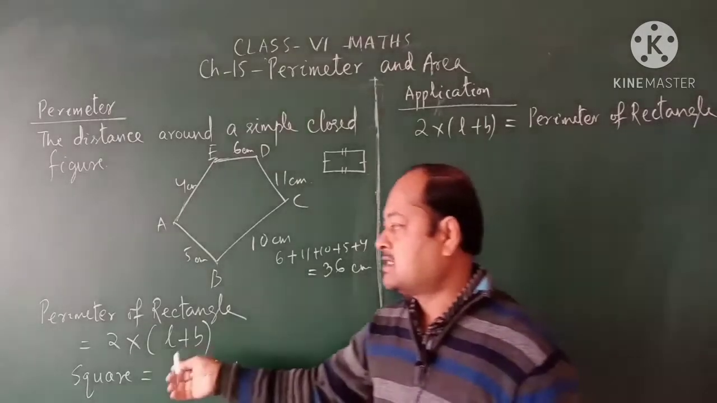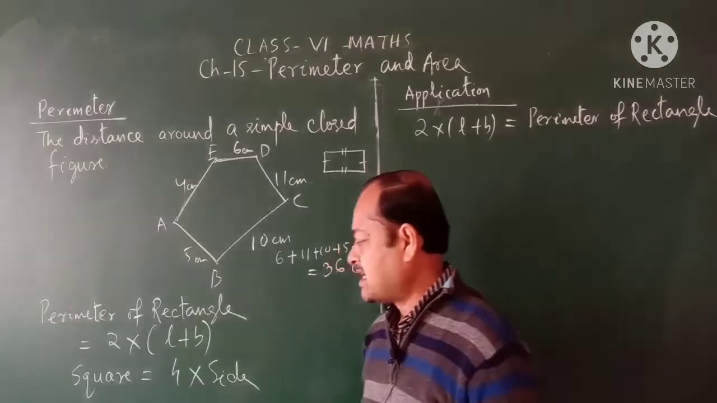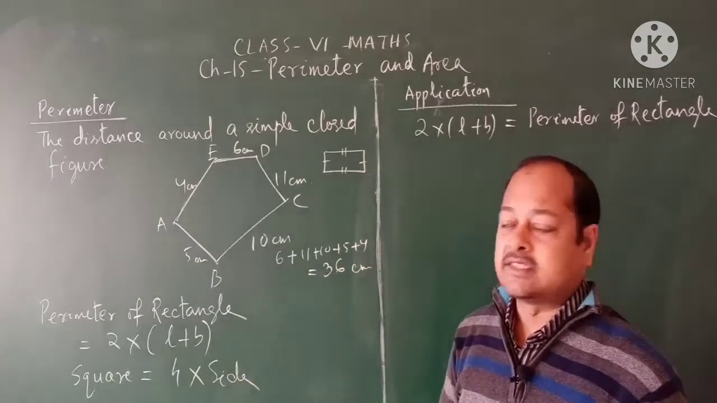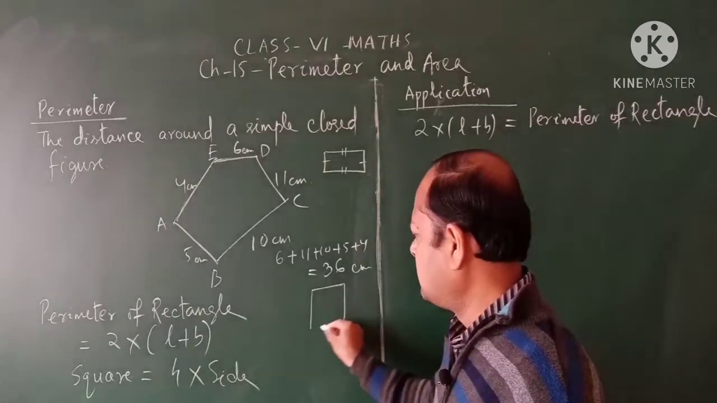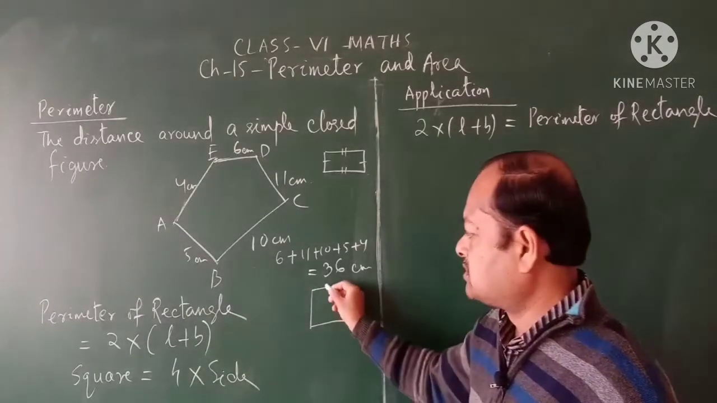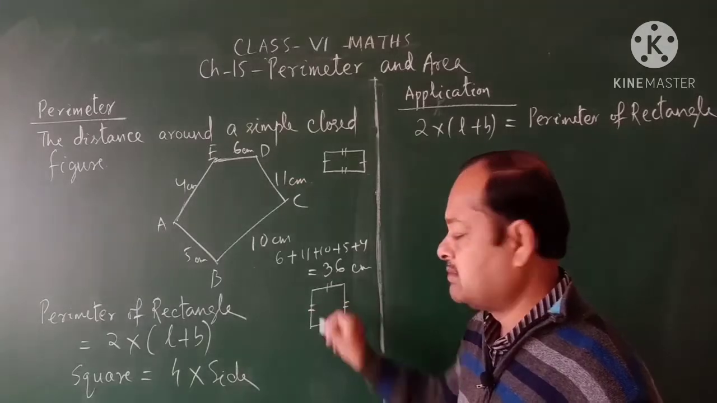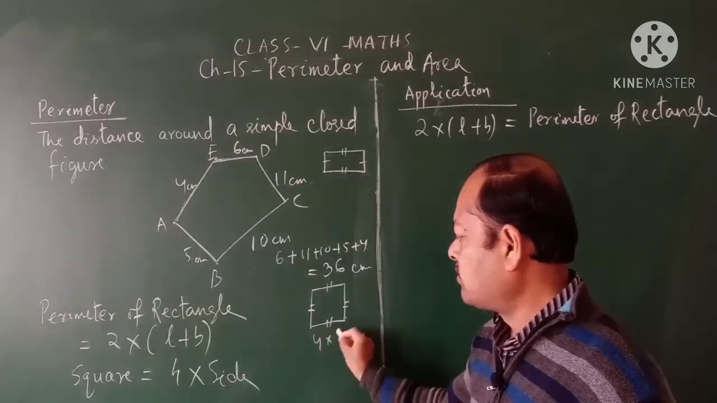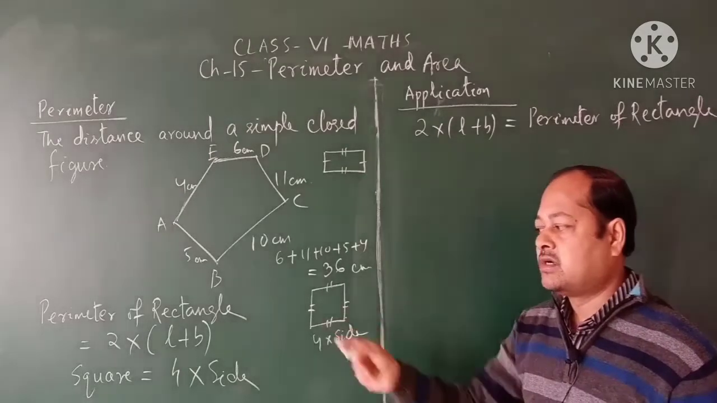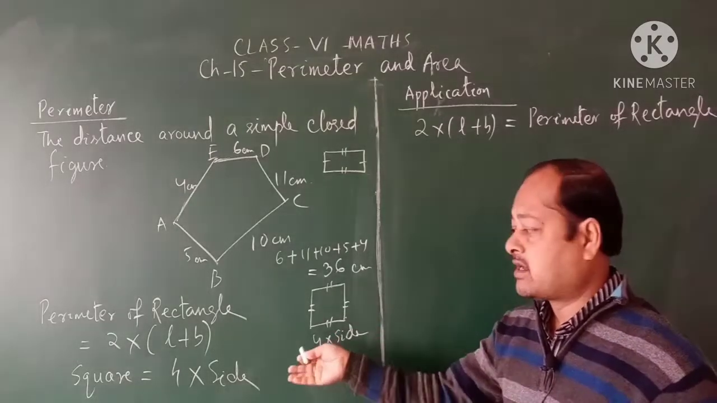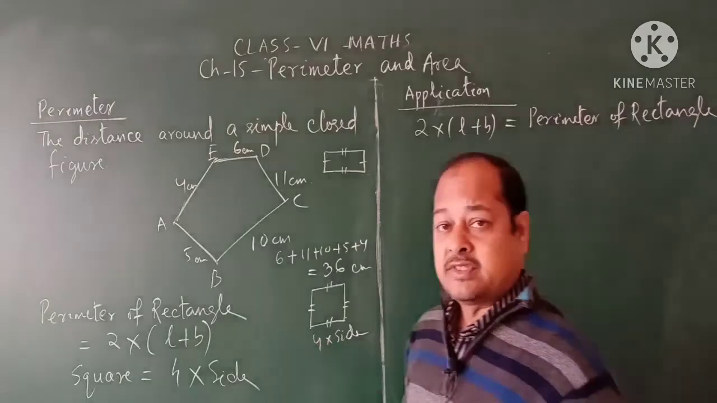Similarly, what is the perimeter of a square? It is 4 into side. You know that a square has all sides equal, so it is 4 into one side. That is the perimeter of a square formula.